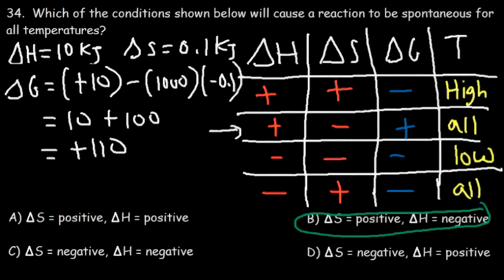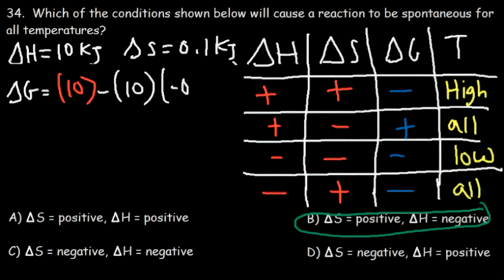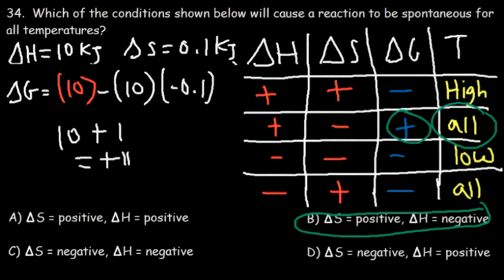So now let's try it at low temperatures. Using the same equation, H is going to be positive 10, and now we're going to plug in a low temperature value of 10, and S is still negative 0.1. So this is going to be 10 plus 1. 10 times 0.1 is 1. So we get positive 11. So as you can see, it's positive under low and high temperature conditions. So we could say it's positive or non-spontaneous at all temperature conditions.